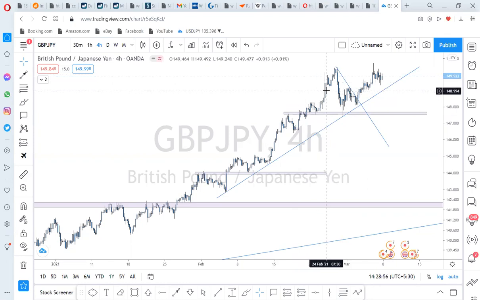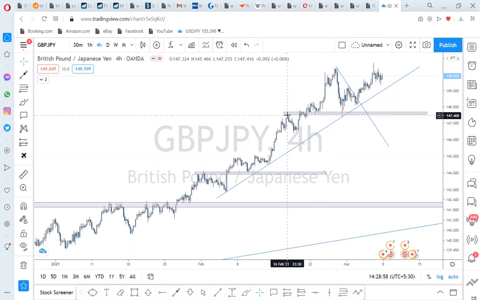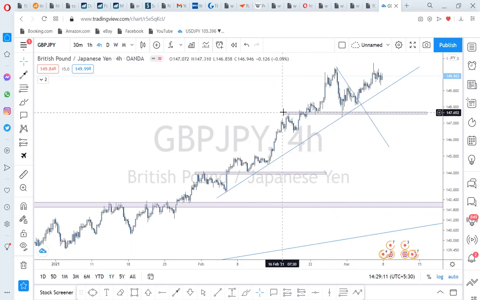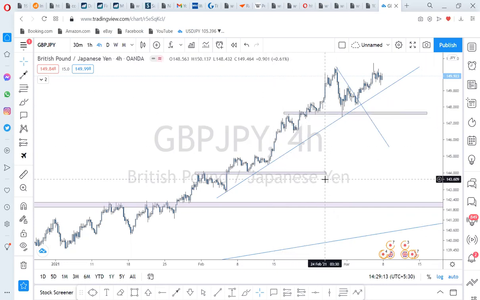You understand? The market was showing me a higher high. That's why I drew the zone from there. This is not a ceiling or a resistance. Probably you can call it resistance, but I didn't draw it from a resistance point of view. I drew it from a higher high. The market's making a higher high. That's why I drew it from there. You understand? Okay.